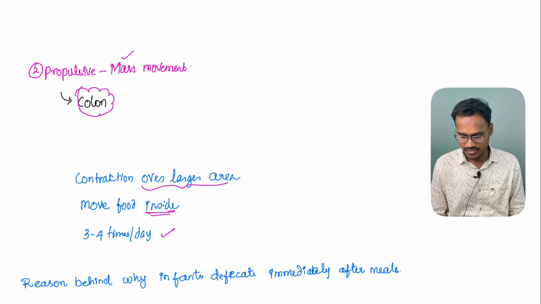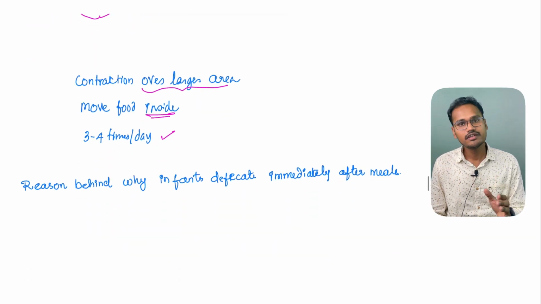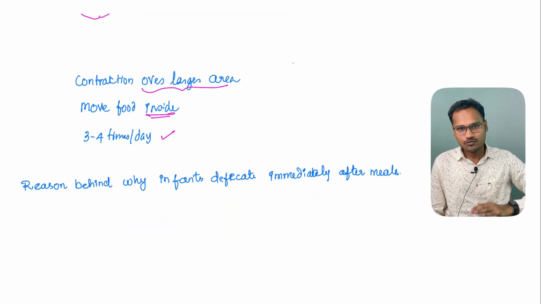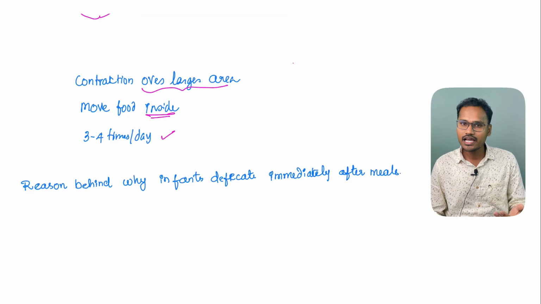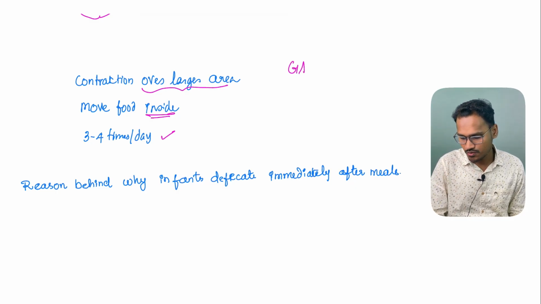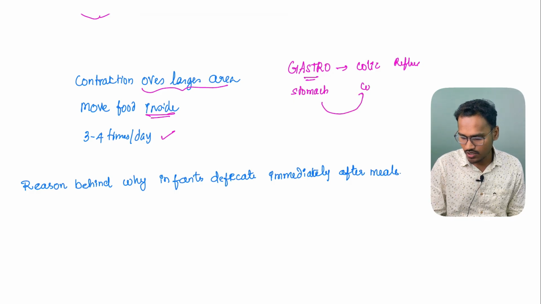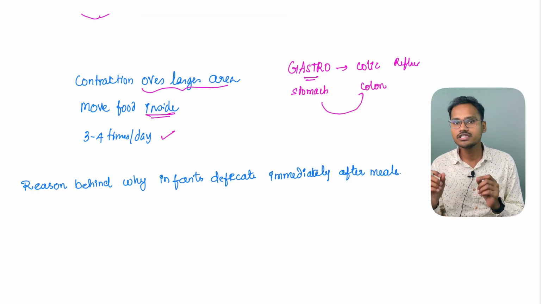It moves the food inside, and many times there is one reflex which is very important. Whenever there is food in the stomach, sometimes we feel as if we want to go to the restroom, like you want to empty your rectum. That happens because of a reflex which is called the gastrocolic reflex. Gastro means stomach, colic means colon. So food in the stomach will stimulate the colon and help in the movement and cause defecation.